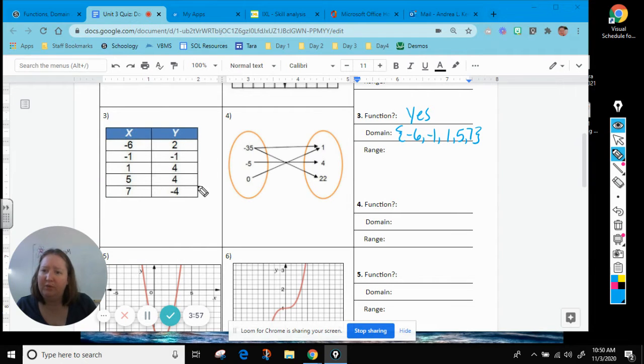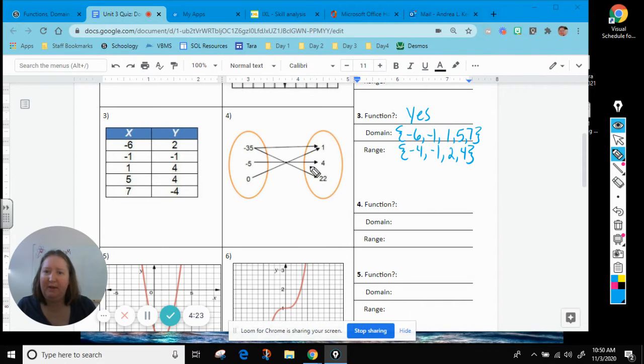Now I'm looking in the Y values. Those are not in order for me, and I do see a repeater, so I'm only going to write that once. Do I care that there's a repeater? Does that mean anything as far as it being a function? Not if it's in the Y's, only if it's in the X's. So -4, -1, 2, 4.